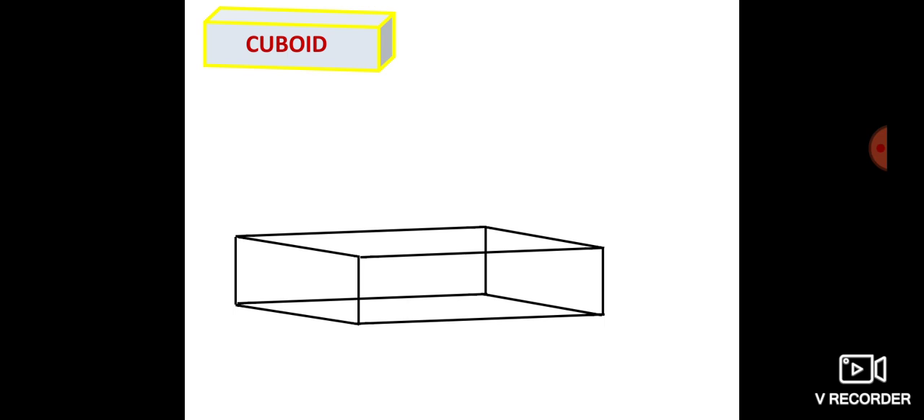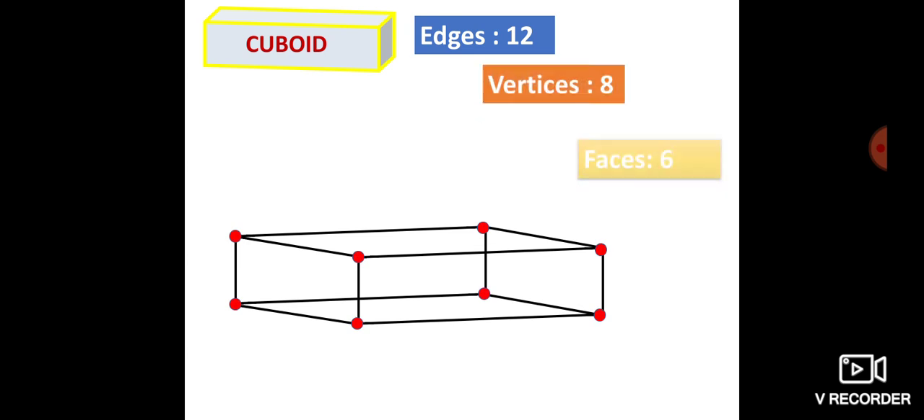Cuboid is like a cube. For a cube, all the faces are equal, but in a cuboid, all the faces are rectangular shape. How many edges? 12. You count the number of line segments, we will get 12 edges. Then how many vertices? Same as cube, 8 vertices. Next, faces also 6 like a cube. 6 faces for a cuboid.